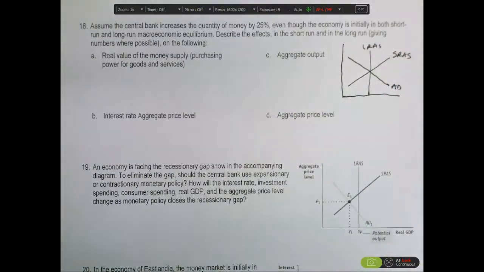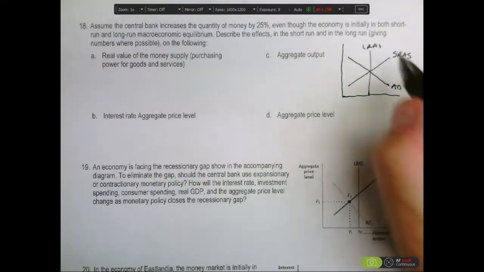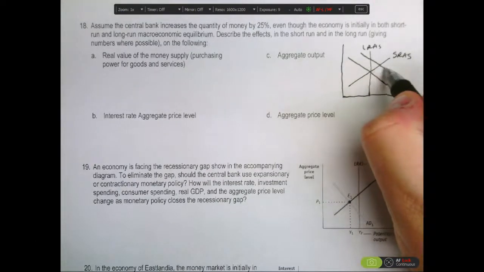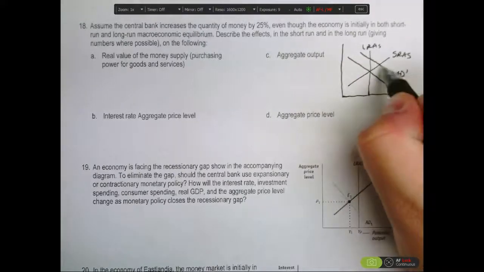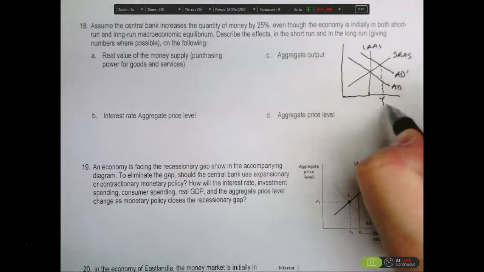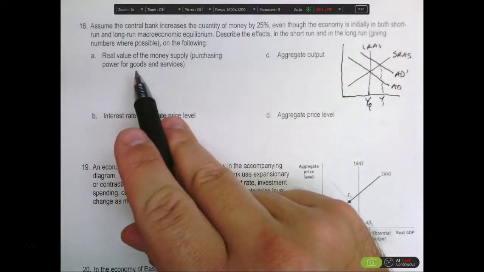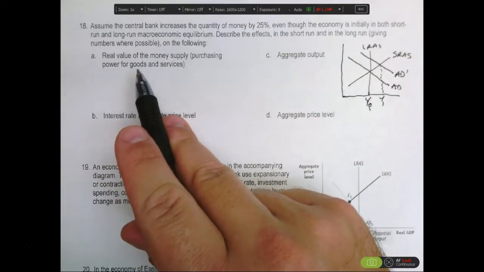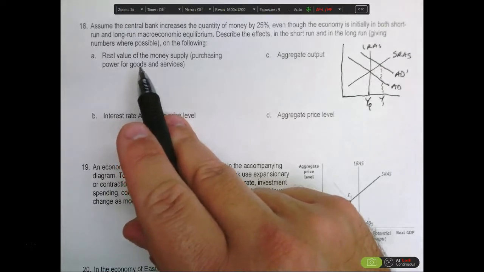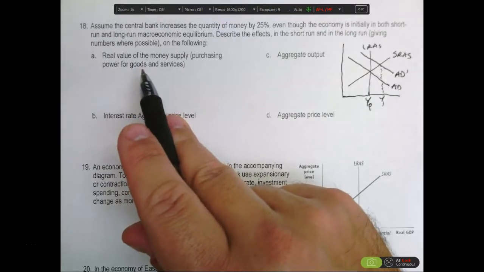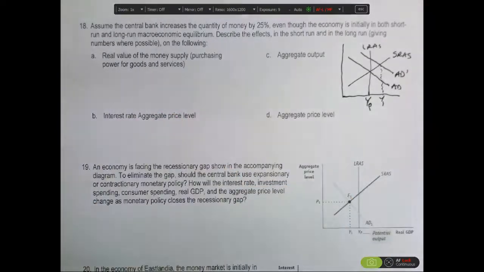Now they're going to increase the money supply, which is expansionary monetary policy. So the aggregate demand curve in the short run is going to shift to the right, creating a new equilibrium point, which is an inflationary gap. So what does that do to the real value of money? Well, since prices are sticky in the short run, your money is worth more because you've got more money in your hands, but everything's about the same price. And so in the short run, you have an increased value of money.